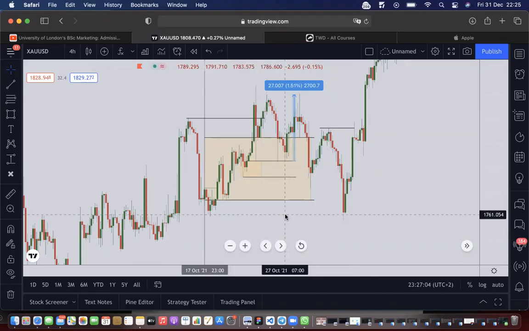I have a question. What advice do you have for a small account size trader? Small account size, like how much? Maybe like $20 to $50.